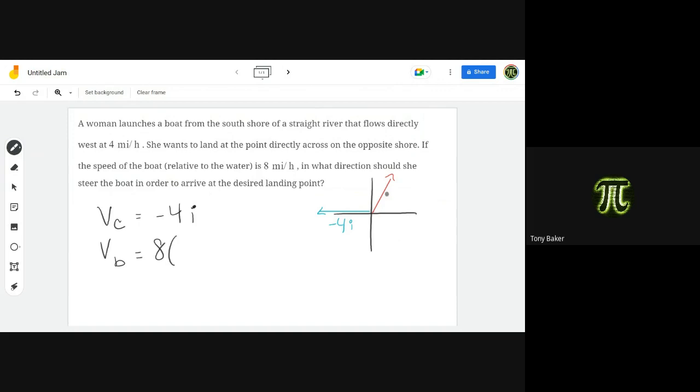Think back to my triangle. It's going to be i and j multiplied by my angle, right? Which I don't know. So it's going to be cosine theta i plus sine theta j. That I don't know.